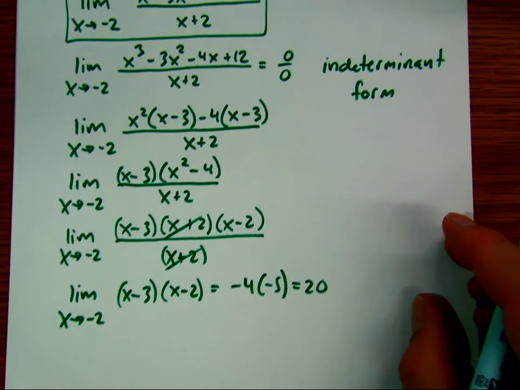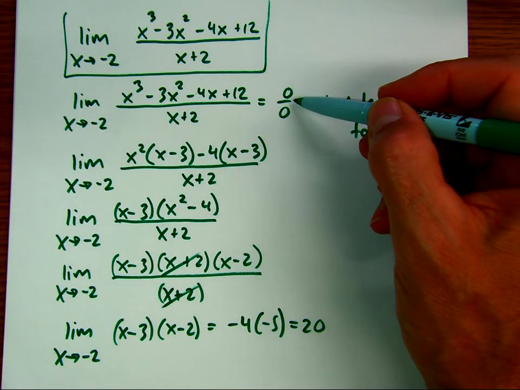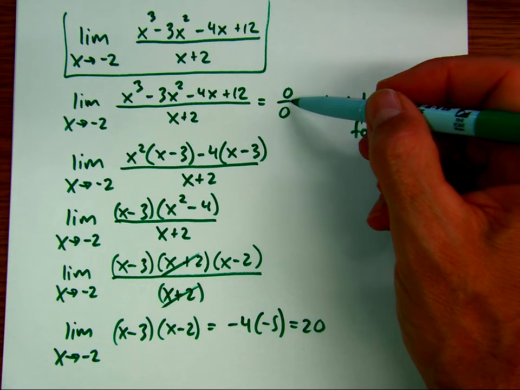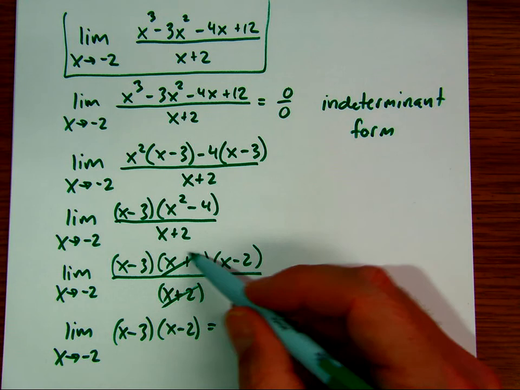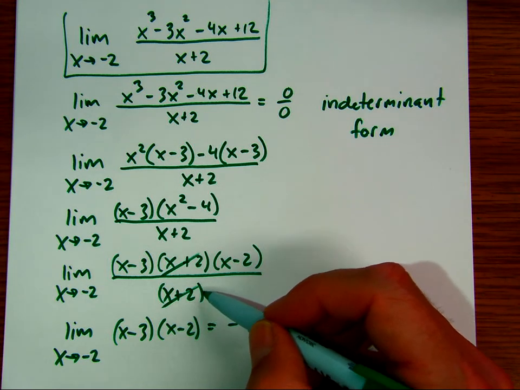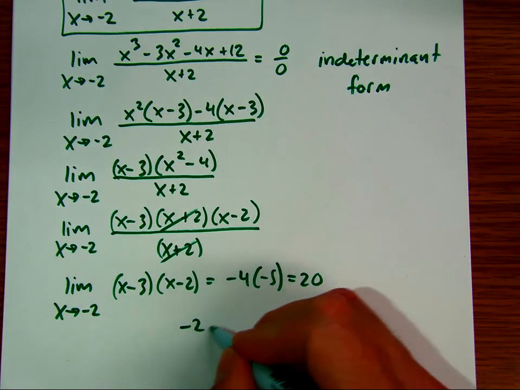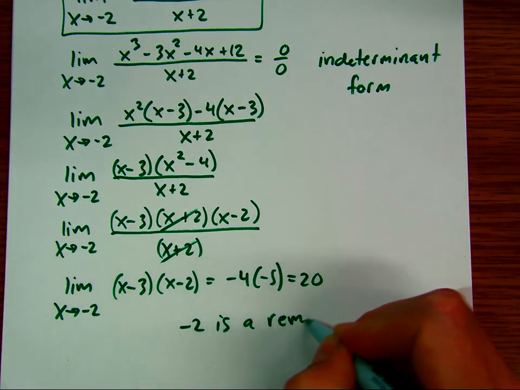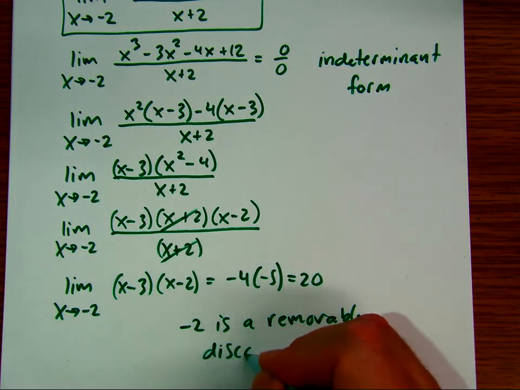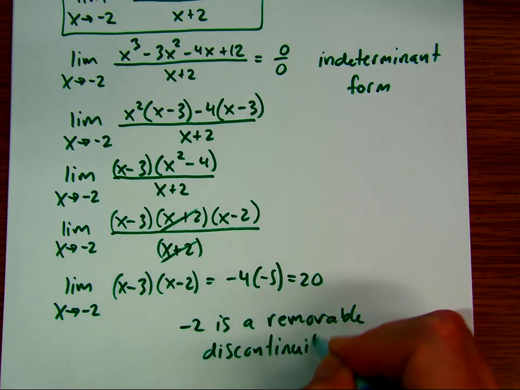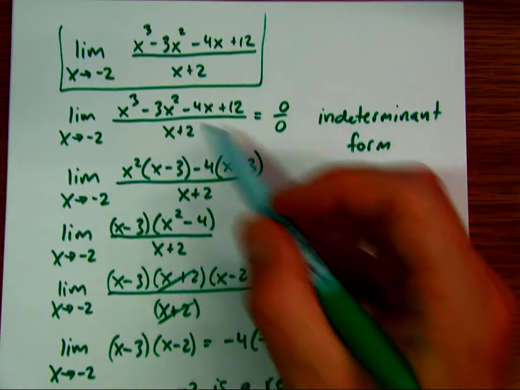Now, when you get this indeterminate form, it's going to be a removable discontinuity. It allows you to factor. Here we are removing the factor that created the discontinuity, and so we say that -2 is a removable discontinuity. And if we graph this, there would be an open circle on the graph at -2.